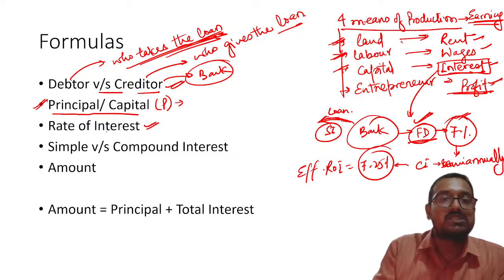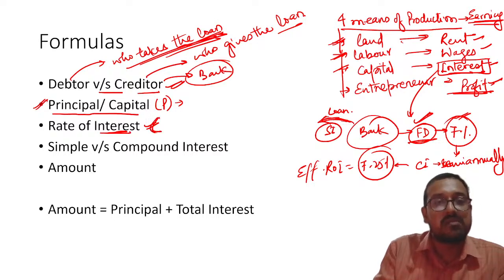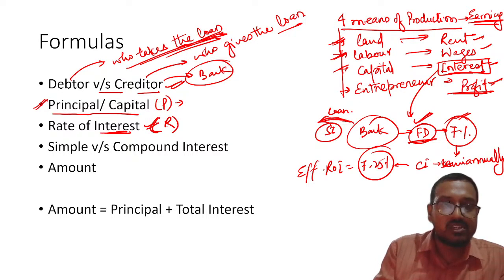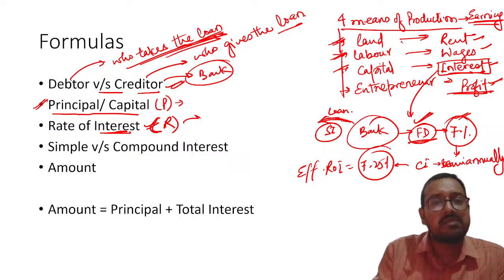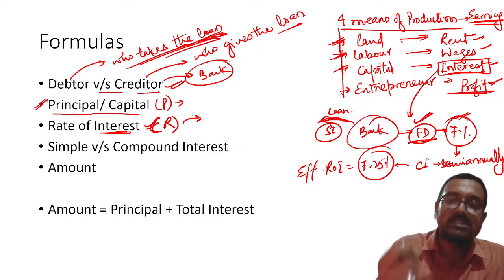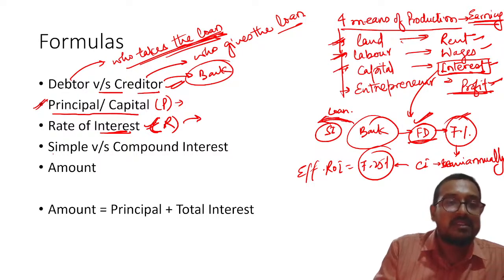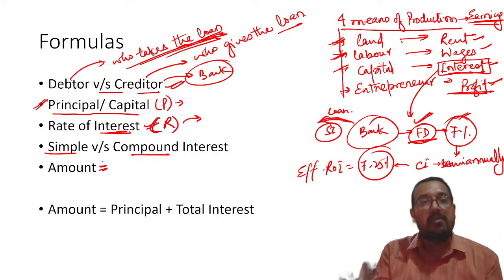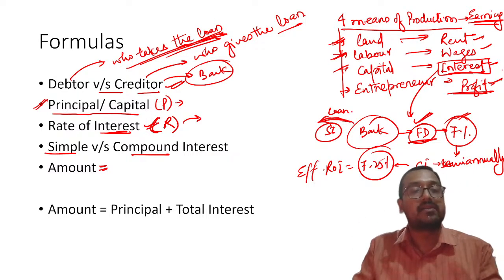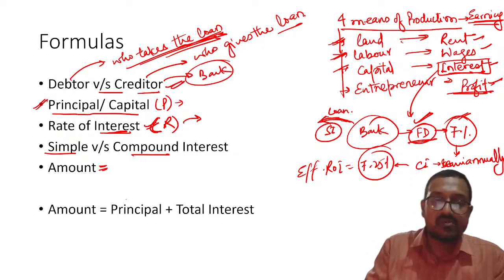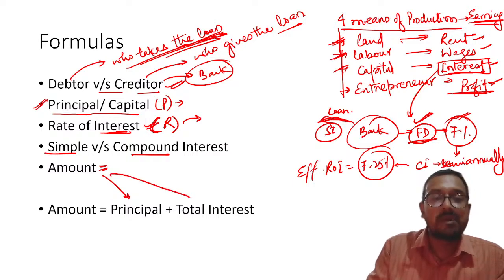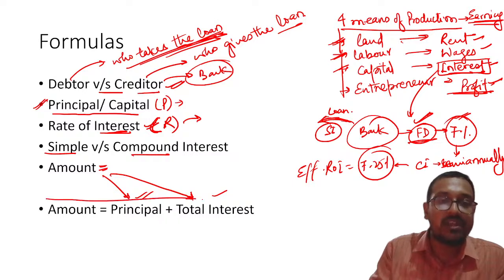Then there is another very important term, rate of interest. It is represented by R. R is nothing but annually, on every 100 rupees, how much interest you have to pay back. Then there can be two types of interest which we will discuss in detail. Amount is the total amount to be paid back, and that is why it includes both principal plus total interest. Please remember this formula, this is extremely important.